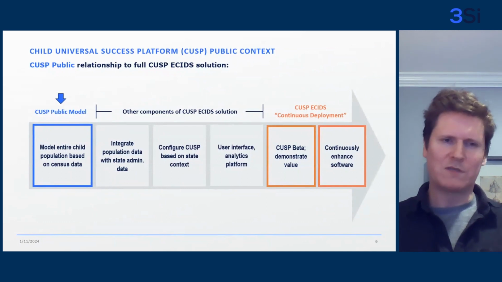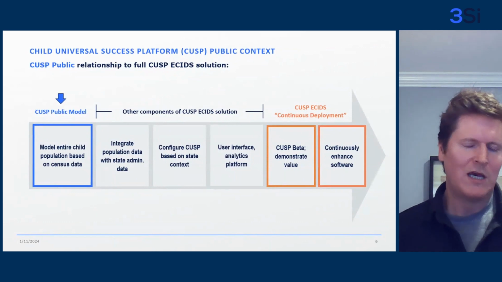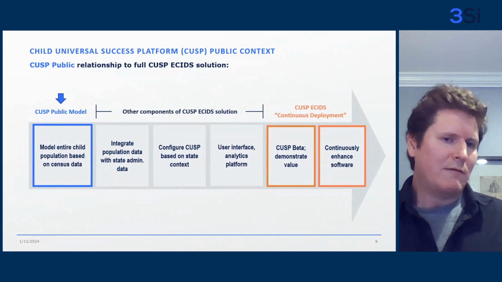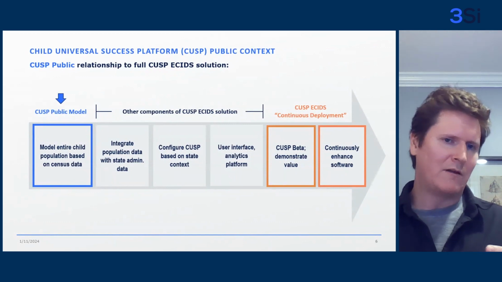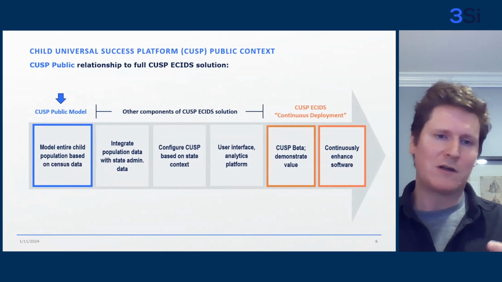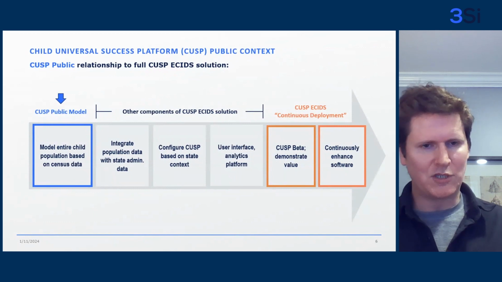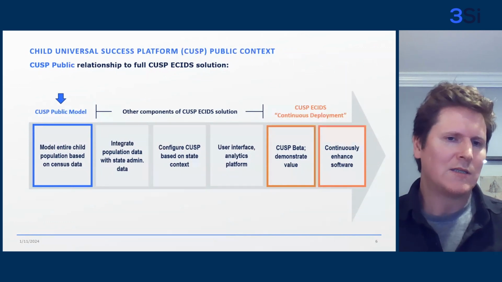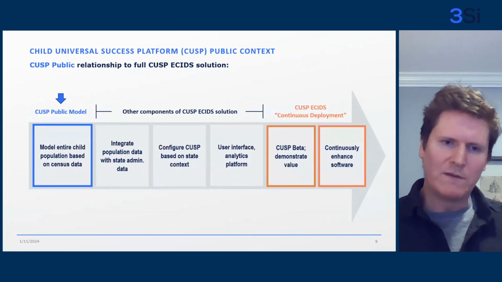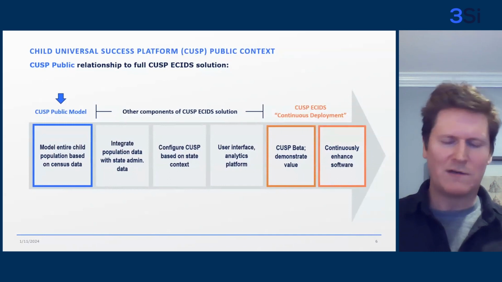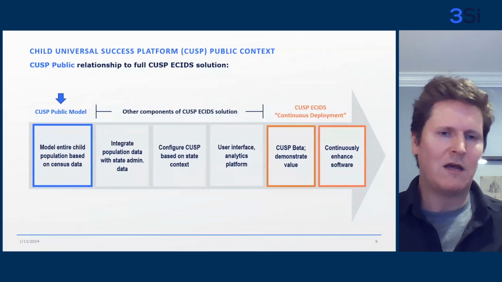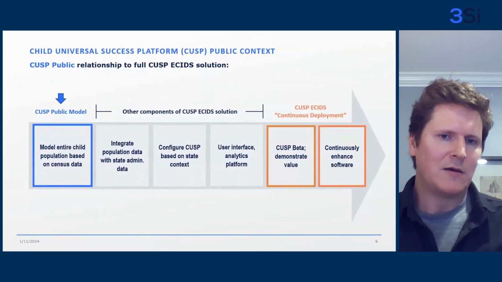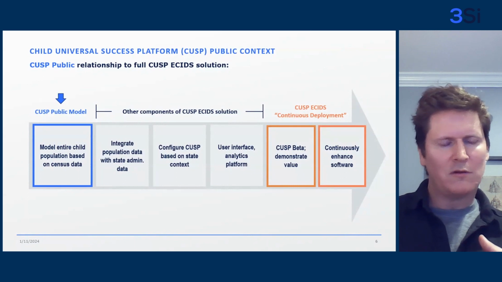We start by first modeling the entire child population. We do this based on public data sources, including census data. And then we integrate that with administrative data, information on child care providers, children served, things like that. And so that's what most people think of when they think of an ECIDS. They think of that administrative data being merged and deduplicated. We precede all of that by modeling the full child population.